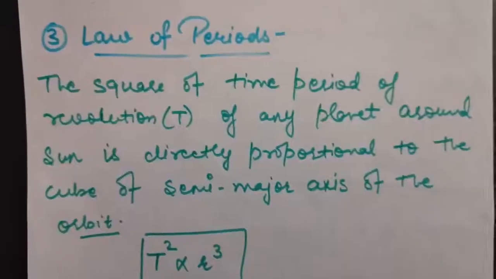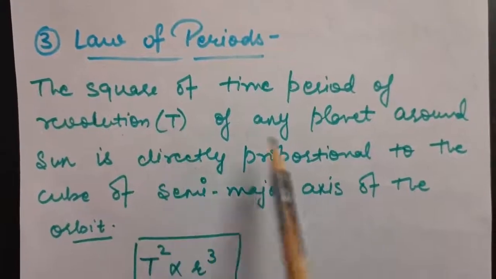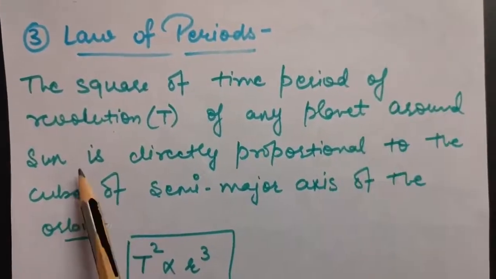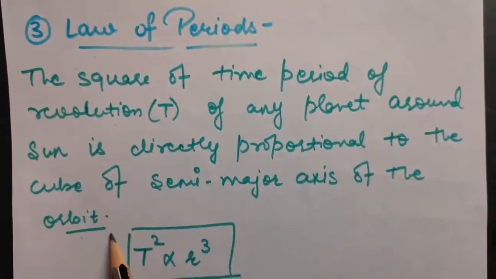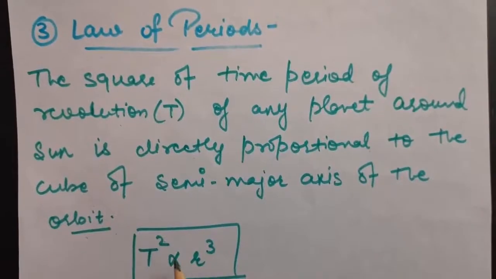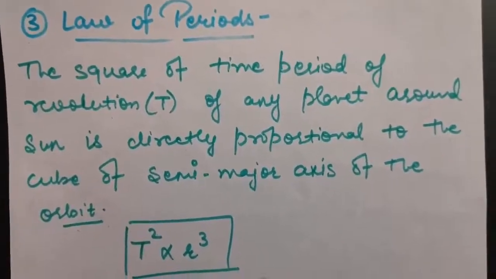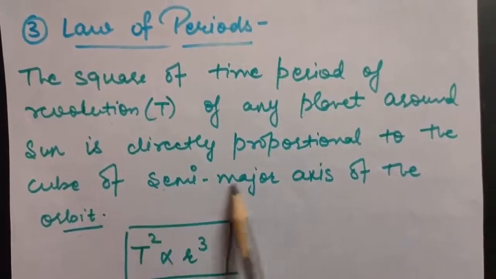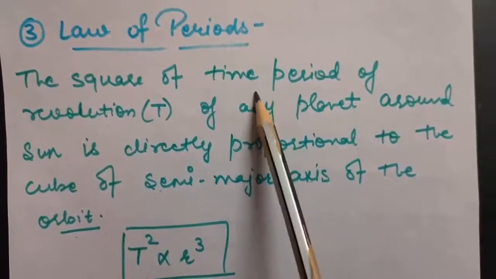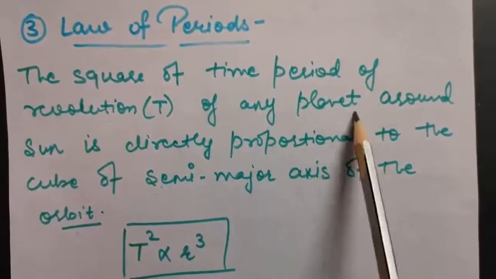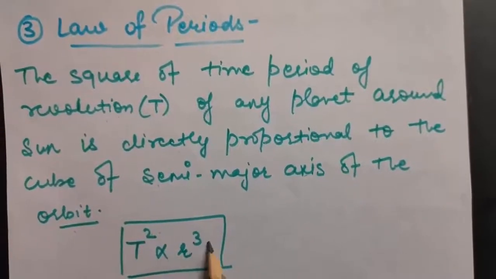So it states that the square of the time period of revolution, that is capital T, of any planet around the sun is directly proportional to the cube of the semi-major axis of the orbit. That is, T square is directly proportional to r cube. I am telling you what r is here: you can remember that it is the semi-major axis, and capital T is the time period of revolution of any planet. So the third law states that T square is always directly proportional to the cube of r.